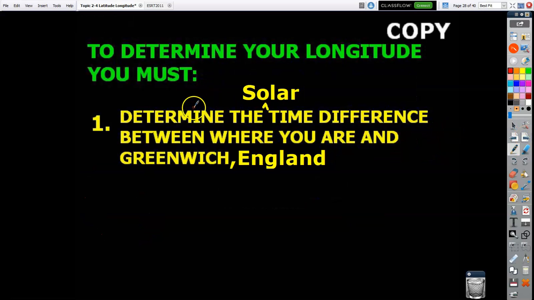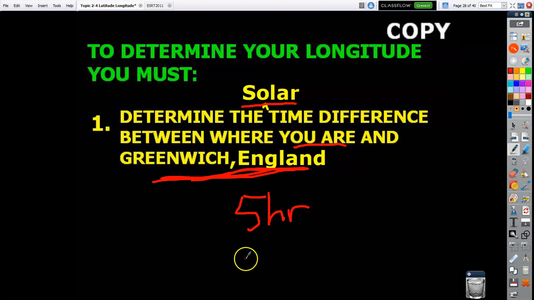So to get your longitude, the first thing you need to know is how many hours, what they call the solar time, or even just clock time. What's the time difference, how many hours between you and the prime meridian, which is in Greenwich, England. So again, New York is where we are, Rhinebeck. We are 5 hours different from England. So that would be step one. How many hours between you and the prime meridian in Greenwich?